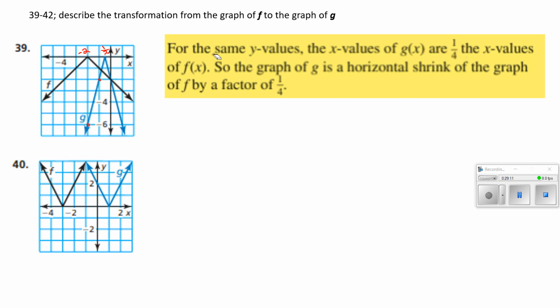Let's see. For the same y values and x values of g of x are 1/4 the x values of f of x. So the graph of g is a horizontal shrink. It did shrink, right, by 1/4 of the graph by a factor of 1/4. Okay, so the whole thing got affected by 1/4, not just the x, but the f of x. Okay, so the values of g of x are 1/4 the x values of f of x. All right, number 20 is for you to do.